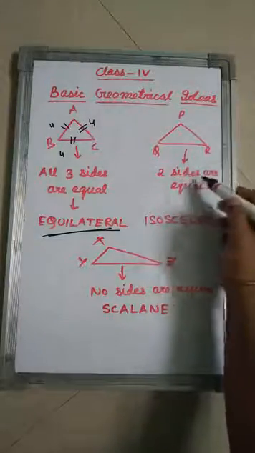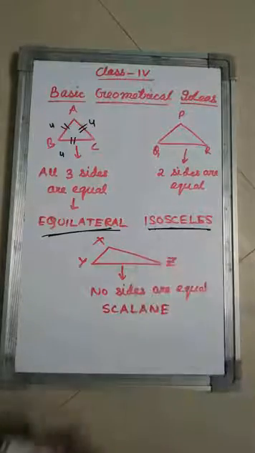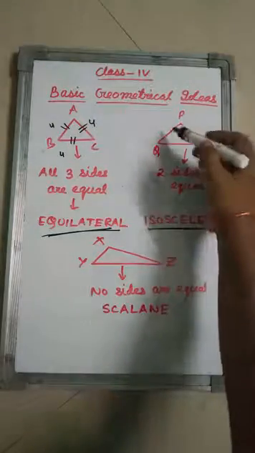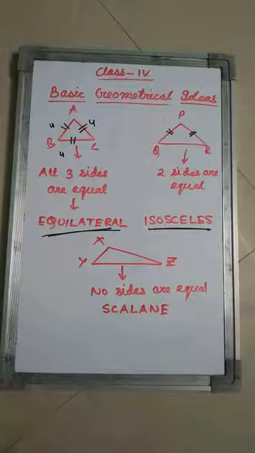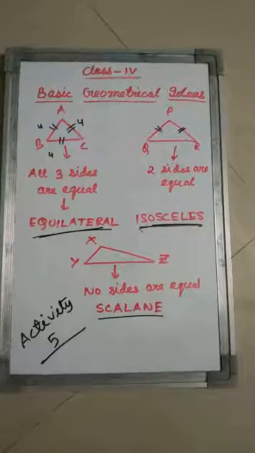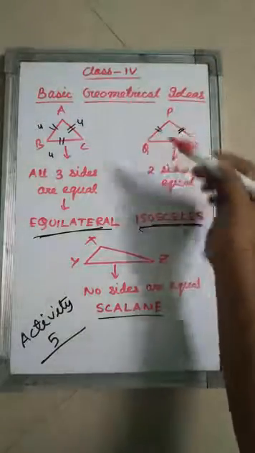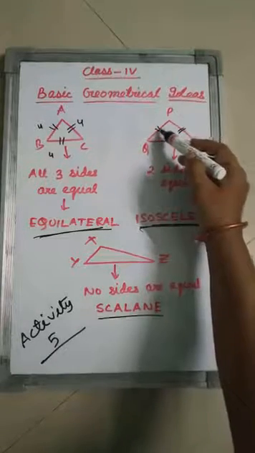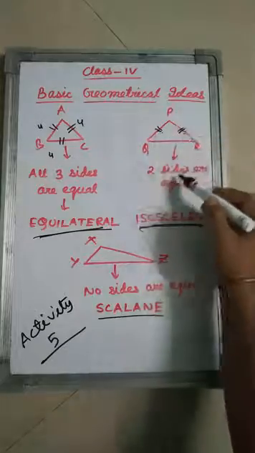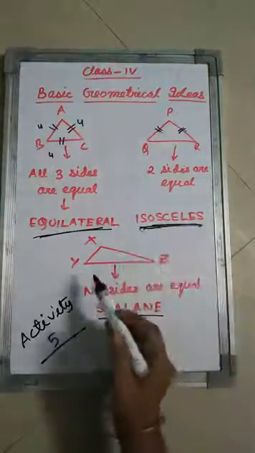When two sides of a triangle are equal, that is called an isosceles triangle. So here in this picture, we have PQ and PR. These two sides are equal, so this triangle is called an isosceles triangle. If any triangle has two sides equal, then it is called an isosceles triangle.